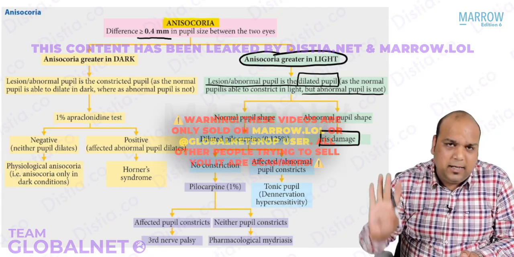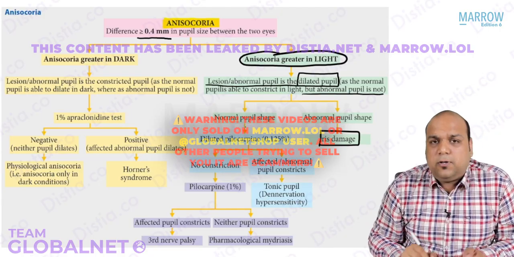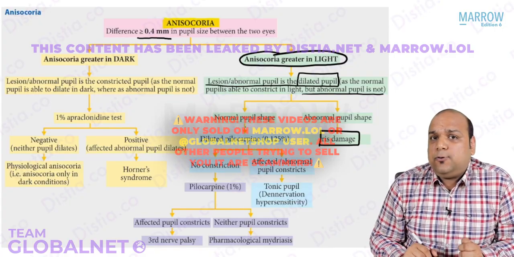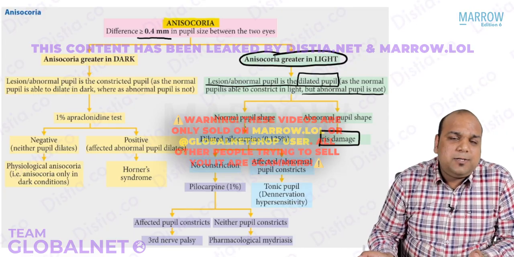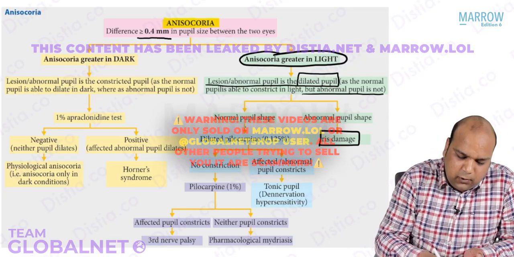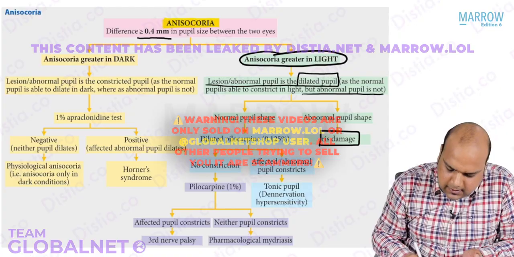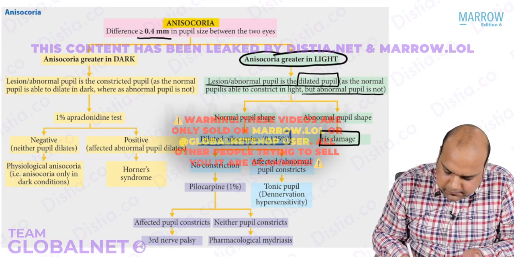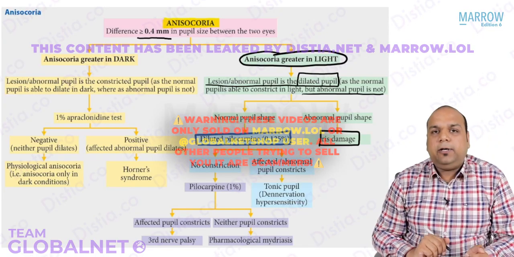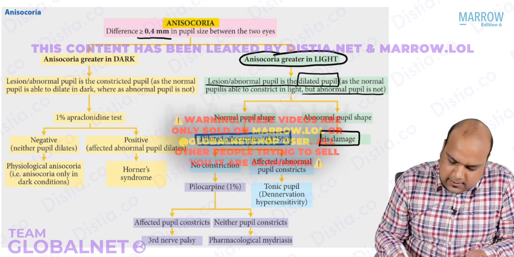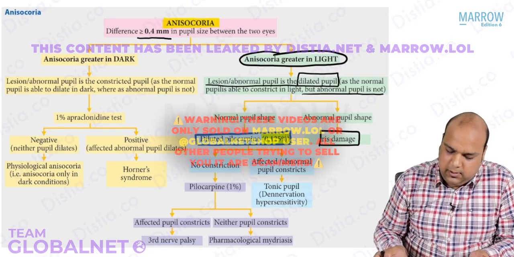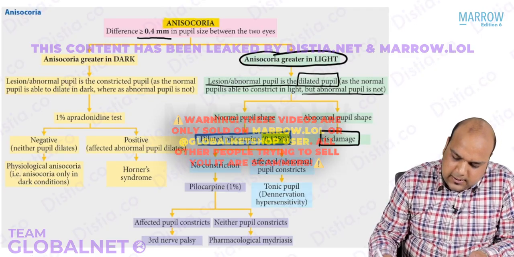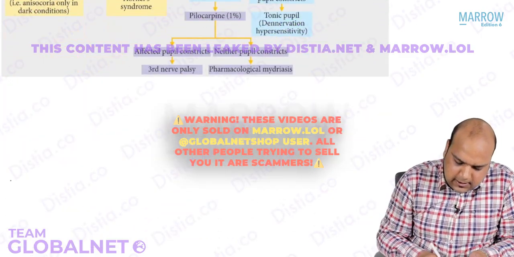Case closed, done. But if the pupil shape is normal, but still there is anisocoria, one pupil remains dilated, cannot constrict, then we have a lot of causes and we need to differentiate. So what we do is we start with diluted pilocarpine. Diluted pilocarpine, as is written, is 0.125%. Now, what is pilocarpine? What is diluted pilocarpine? Let me explain it to you.